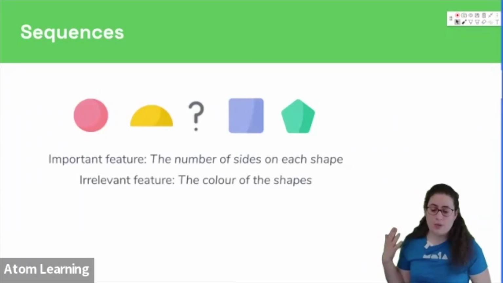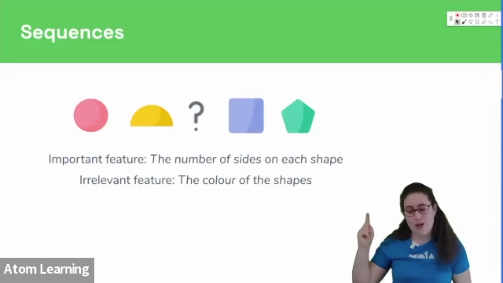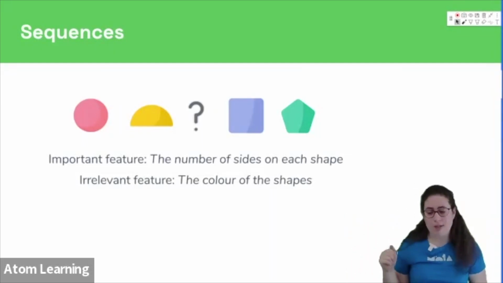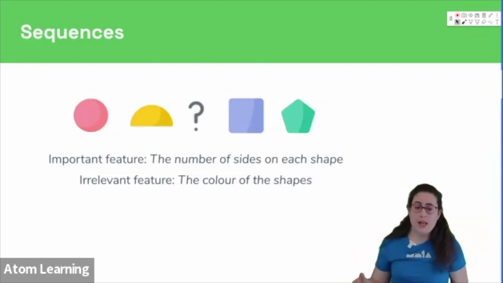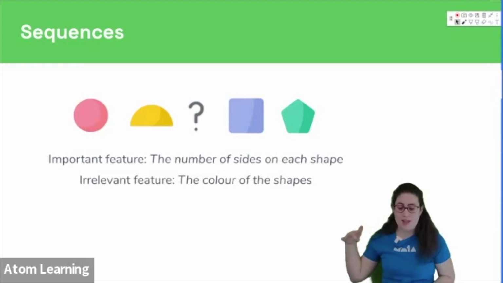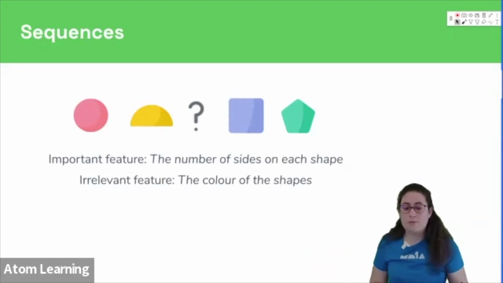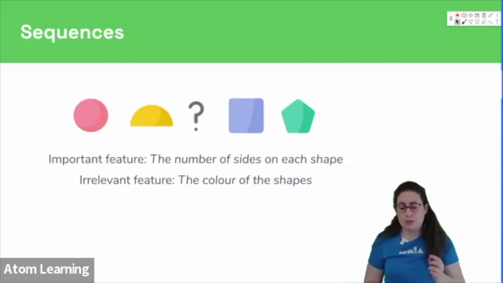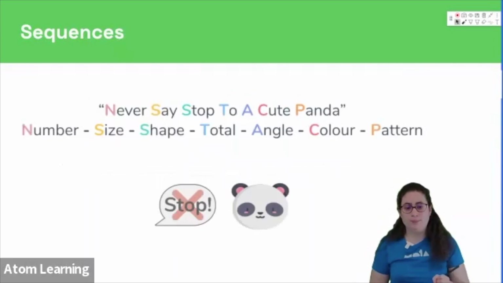What happens a lot with sequences is that there's going to be irrelevant features. So in this case, for example, the color of the shapes is irrelevant. That triangle to replace the question mark could have been yellow, it could have been blue, even though that would have been next to other shapes with that same color. That's fine. It could have been black, it could have been turquoise, it could have been anything you can think of, because in this case, the color was irrelevant. The only thing that mattered was the number of sides on each shape.